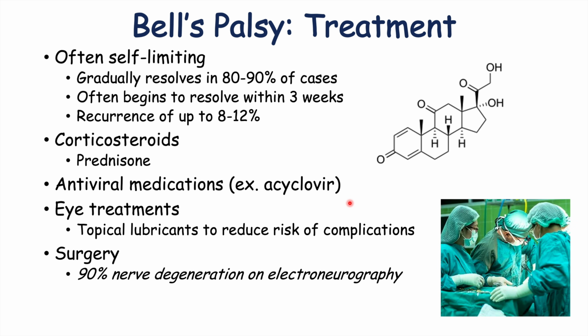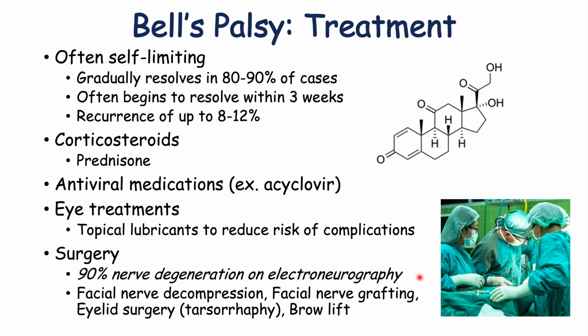Surgery is going to come down to the electroneurography findings. So if there is 90% or greater nerve degeneration found on the electroneurography, that is going to be an indication for surgery. Some of the surgeries that can be employed include facial nerve decompression, facial nerve grafting, eyelid surgery or tarsorrhaphy that can be used to help with issues with closing of the eye, and a brow lift may be required for some patients as well. So these are potential surgical methods that can be used in some patients with Bell's palsy. And again, these are going to be in those with 90% nerve degeneration on electroneurography.